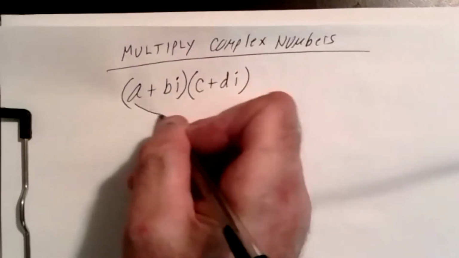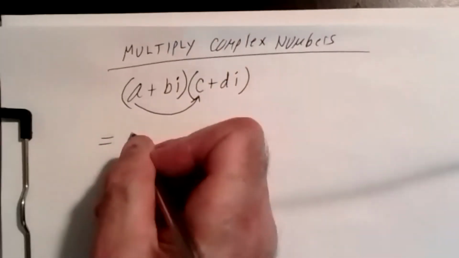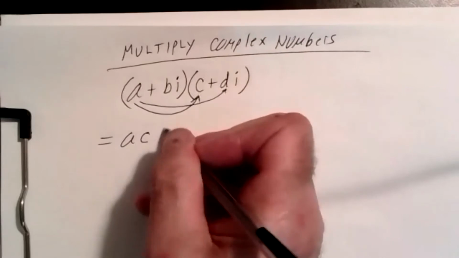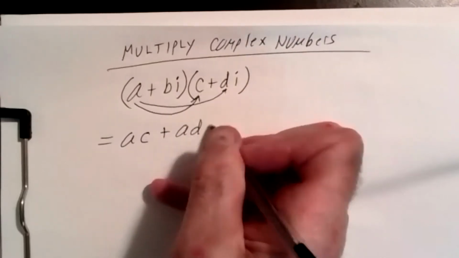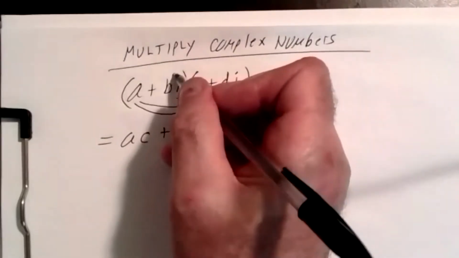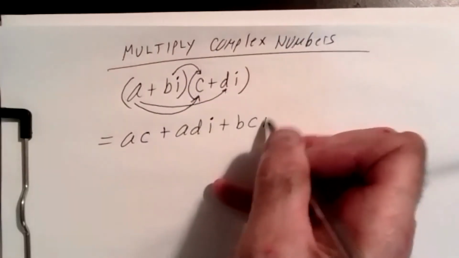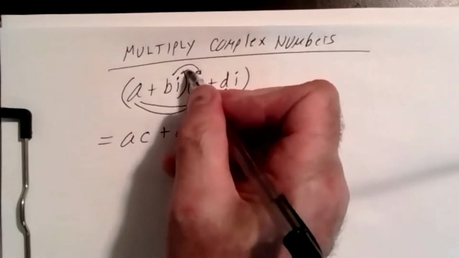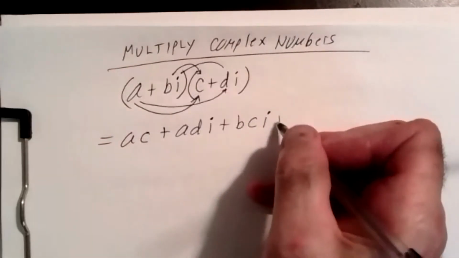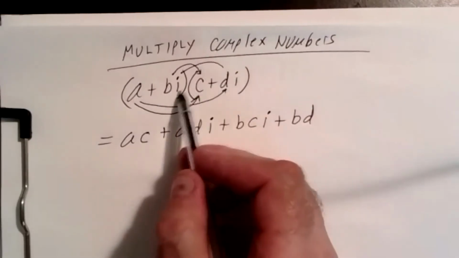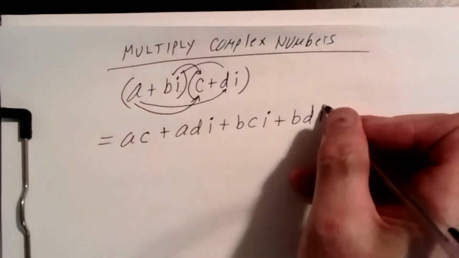FOIL. a times c is the real number ac. a times di is adi. Multiply the inner terms together: bi times c is plus bci. Multiply the last terms together: bi times di is plus bd. But what's i times i? i squared. i squared at the end. Don't forget that.